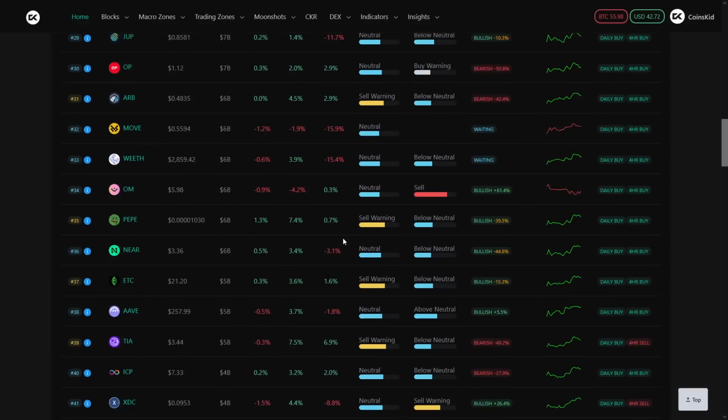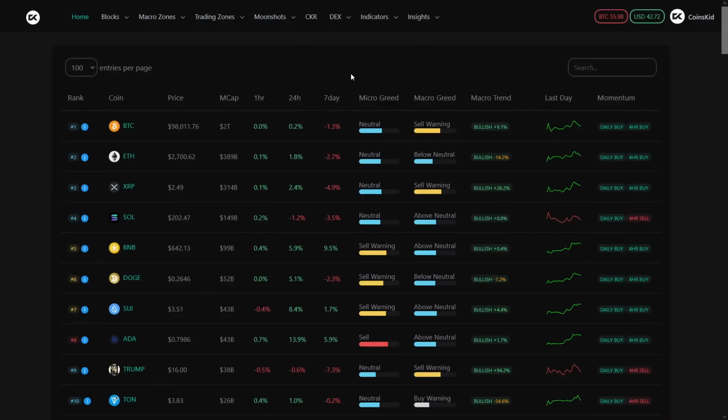We're looking to add more coins in time, but what we do tend to do is a filter process. We'll only add certain coins to this index to be obviously indexed to give you the micro and macro greed warnings going forward. So basically what we've got is really simple.